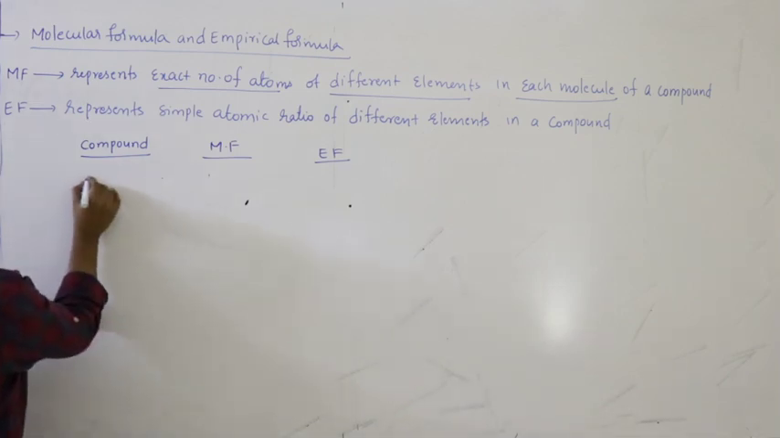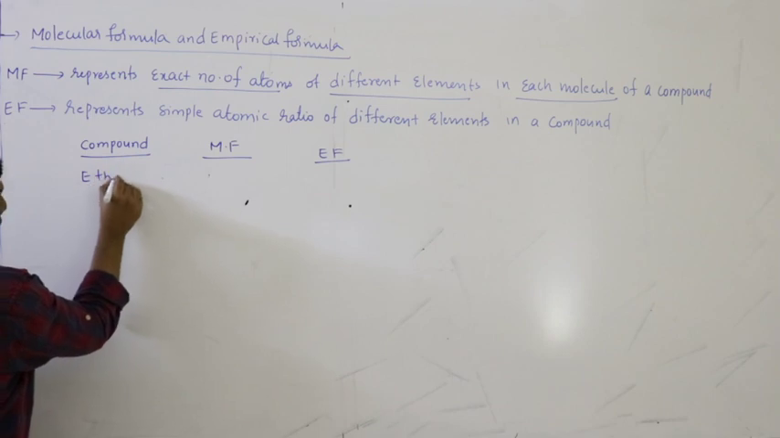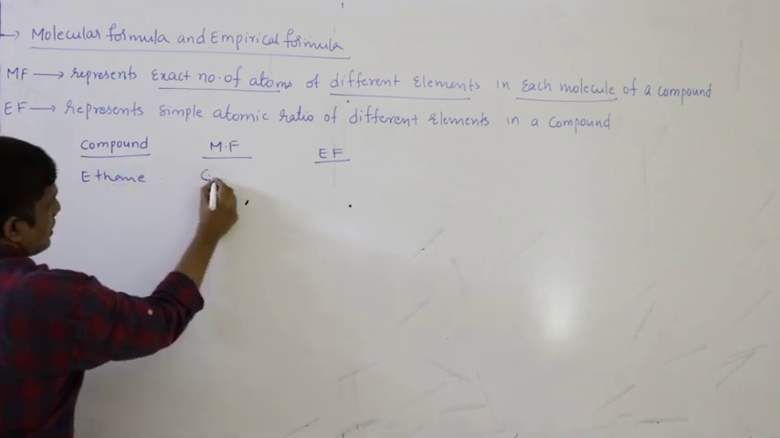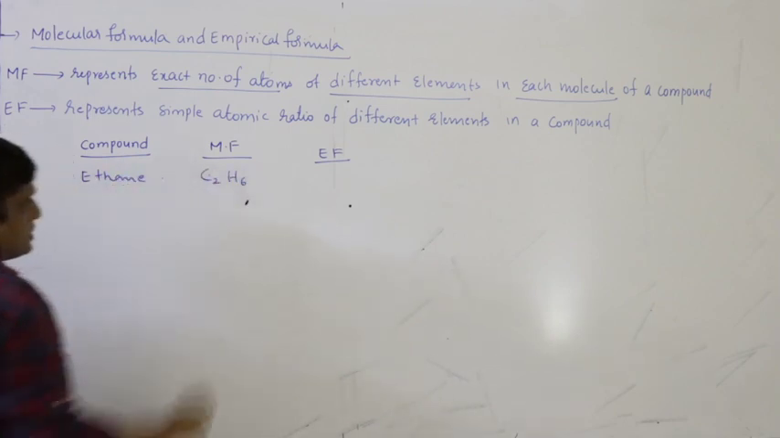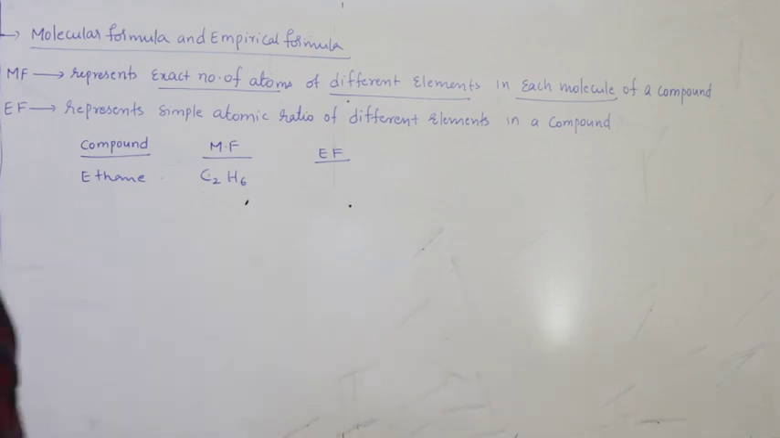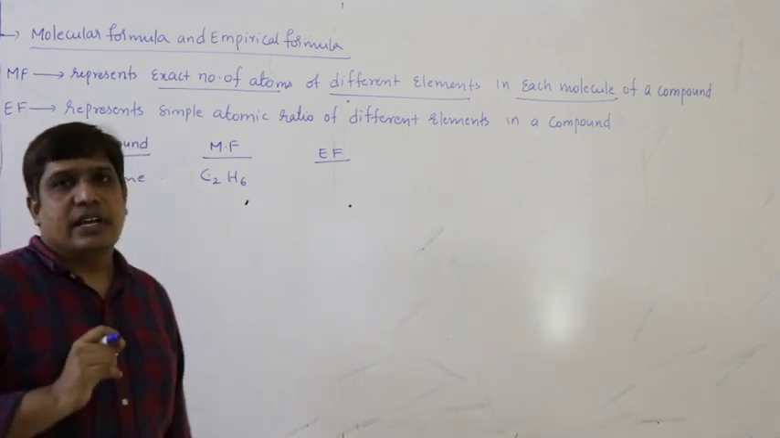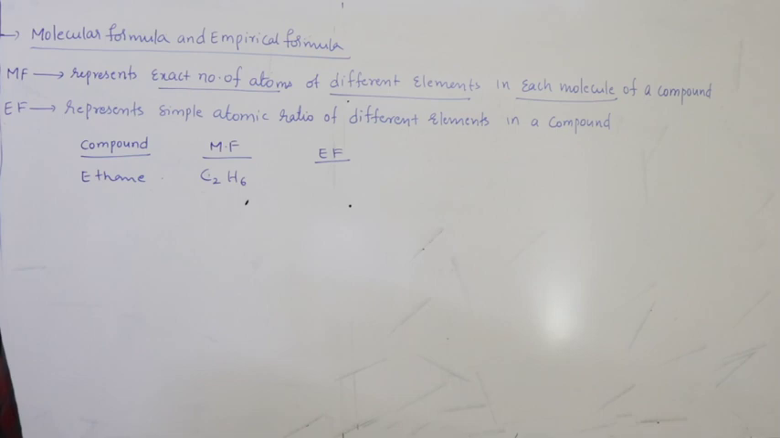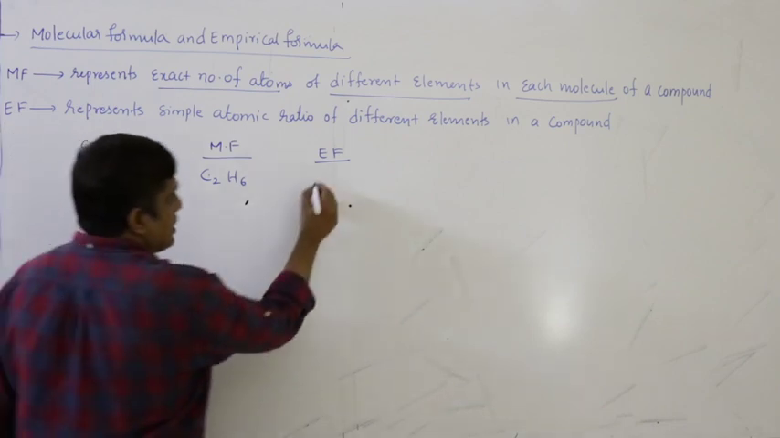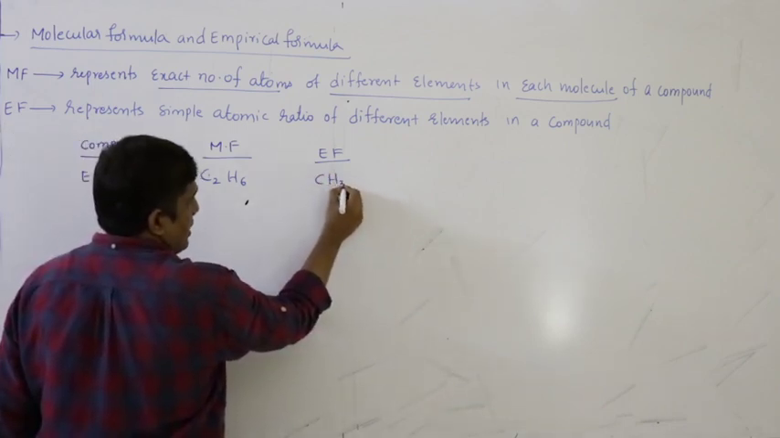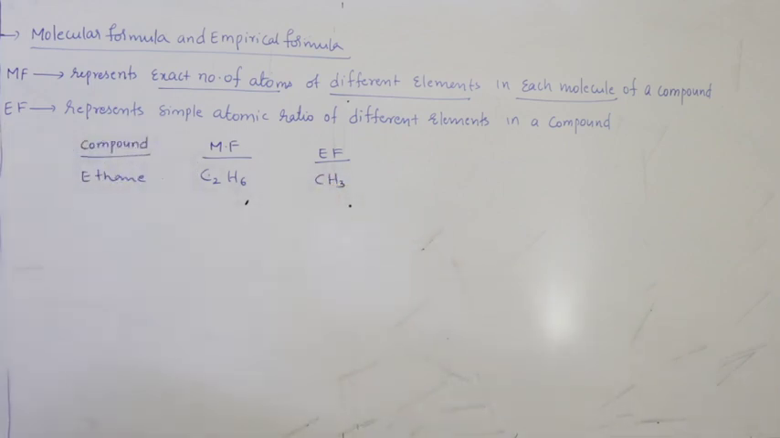So the compound, let us take ethane, is C2H6. That means one molecule contains 2 carbons and 6 hydrogens. So what is the atomic ratio? 2:6. Can I simplify further? Yes, I can write it as 1:3. So the empirical formula becomes CH3. CH3 is the empirical formula of ethane.